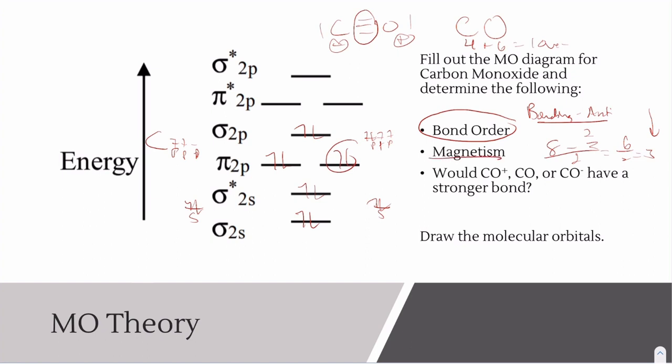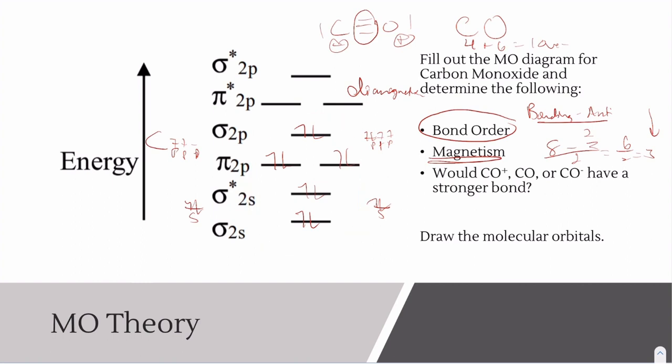Now, magnetism has to do with whether electrons are paired or unpaired. Now, in all of these, the electrons are paired. And what do we call that? We call that diamagnetic, okay? Which means it's not going to exhibit any magnetic properties, okay? We only exhibit magnetic properties if we are paramagnetic, which would mean there's an unpaired electron somewhere, okay?